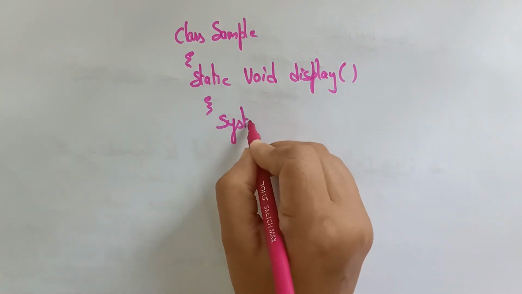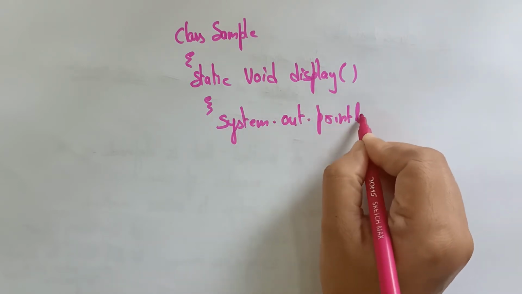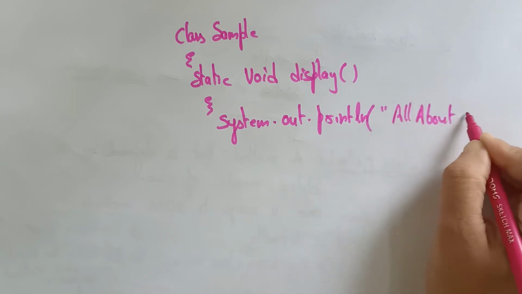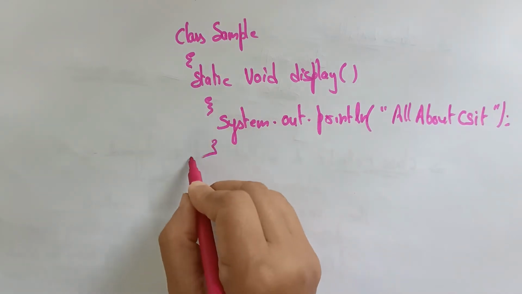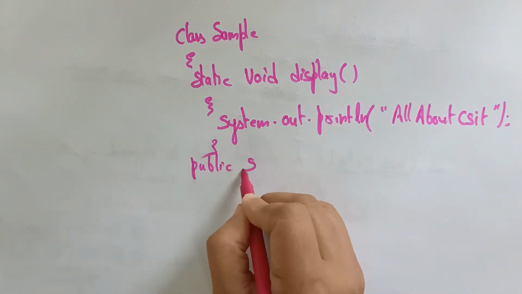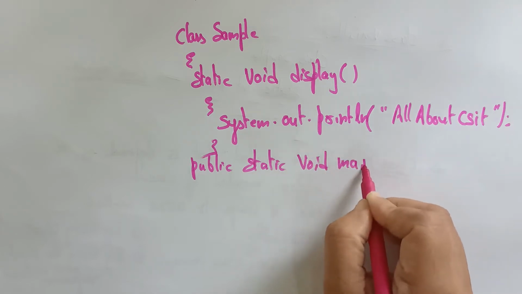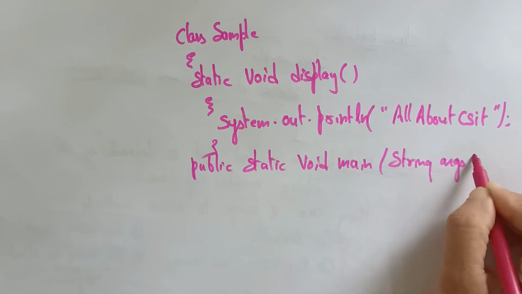So System.out.println, all about CSIT. Okay. Now public static void main(String[] args).